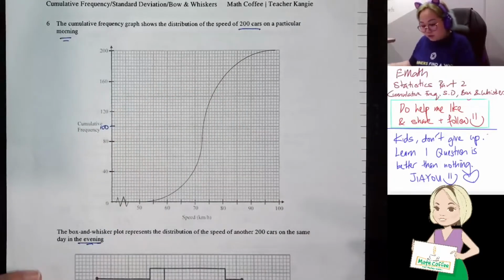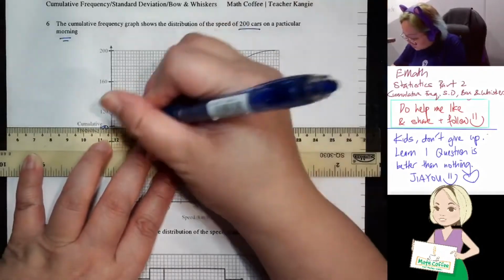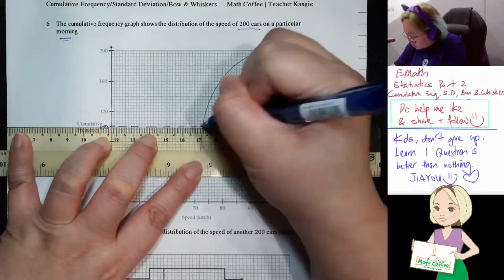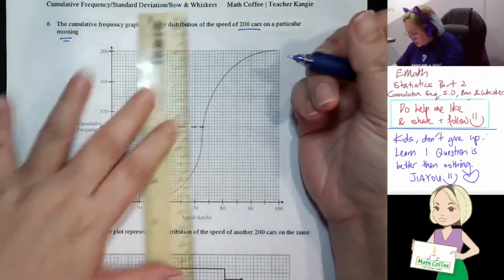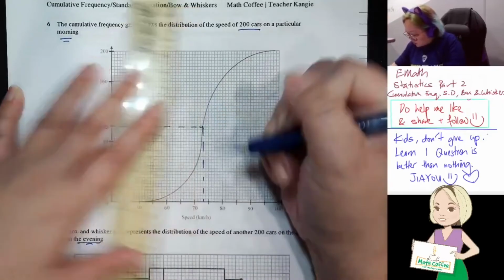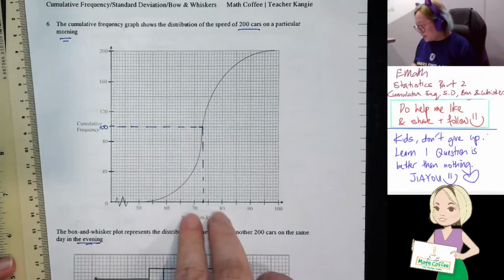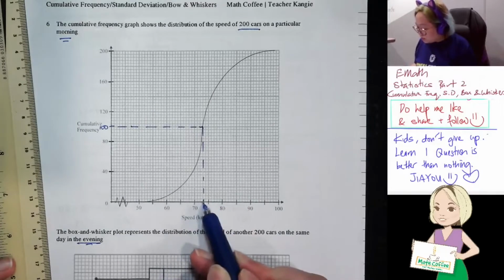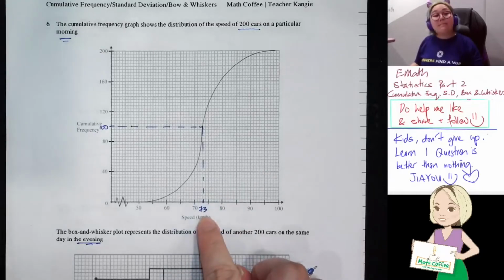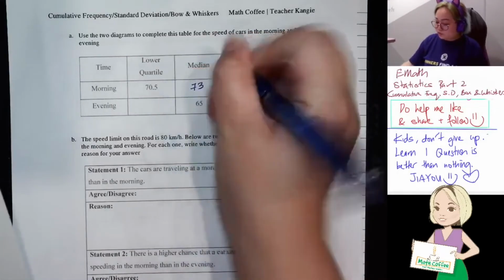Then you need to draw the line, dotted, and come down to here. From 70 to 80 is 10, 10 divided by 10, so one small box is 1. So this is 73. My median is 73. So fill up the blank, 73.